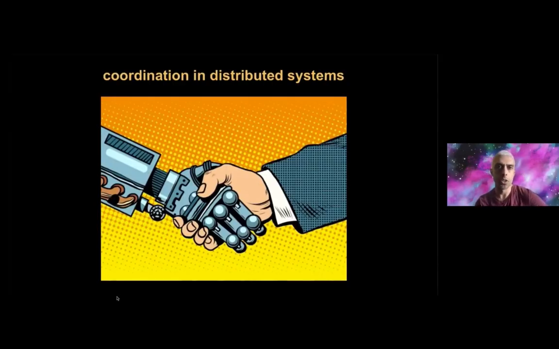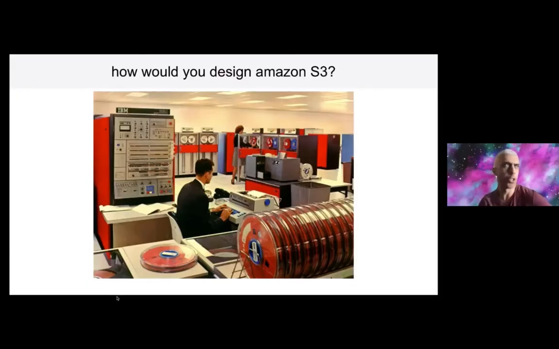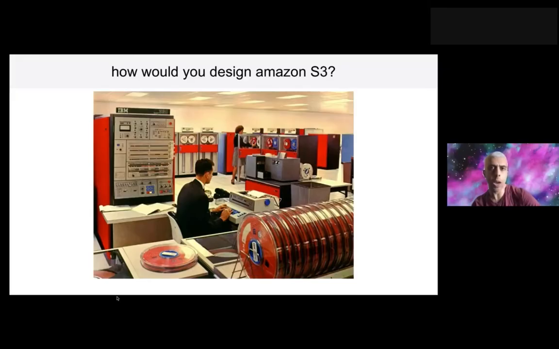And so let's move on to coordination in distributed systems, which I think is my last topic for today. I had a job interview back in 2018 when I was doing my round of interviews before I came back to Comcast. One of my interviewers used to work at Amazon, and I don't know if he worked on S3 directly or just was familiar with it, but he asked me, how would you design Amazon S3? Which I think is a pretty good interview question.